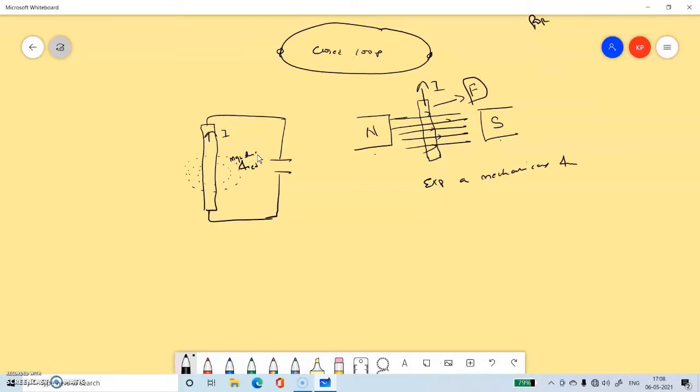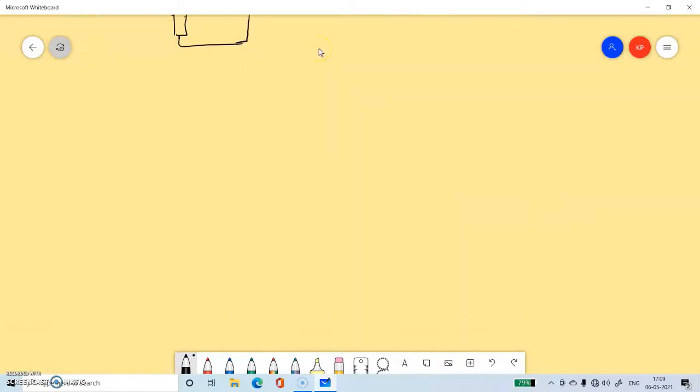So that is our first topic. Our first topic is mechanical force on a current carrying conductor. So this is 2.1. Mechanical force on a current carrying conductor.